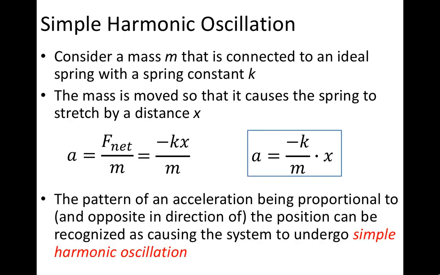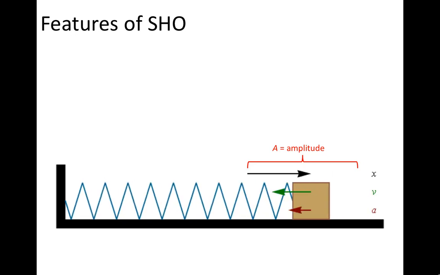And this is the pattern where acceleration is proportional and opposite in direction to the position that will cause a system to undergo simple harmonic oscillation. That word harmonic just refers to a math thing. It's not a real important idea. It's the simplest kind of oscillatory motion, where it goes back and forth in a regular amount of time.